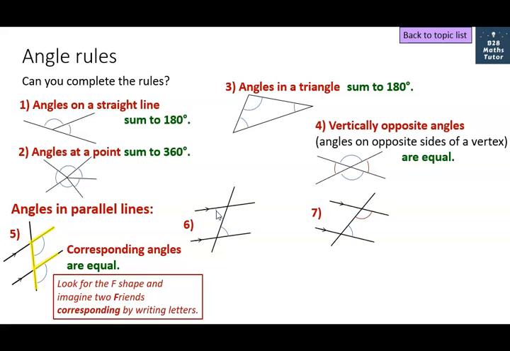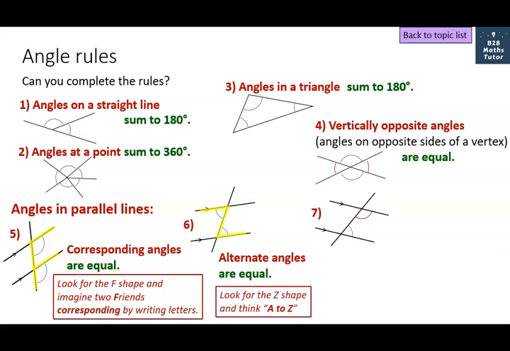The next one, the 2 blue angles are the same and they are alternate angles. So the way to remember this one, or a way to remember this one, is to look for the Z shape and think A to Z. Alternate goes with the Z shape.